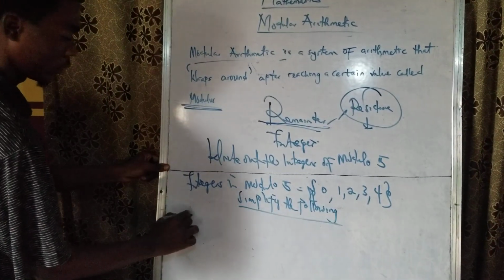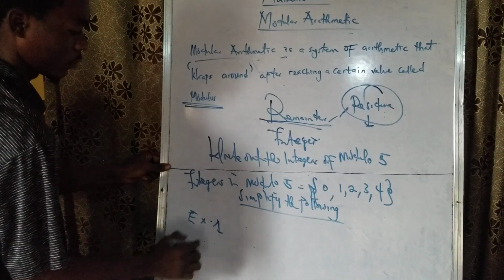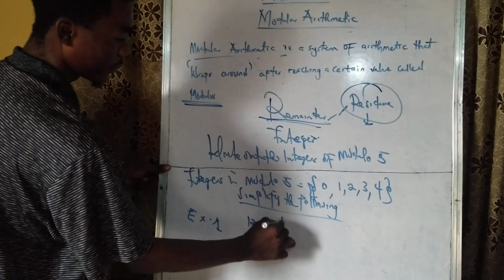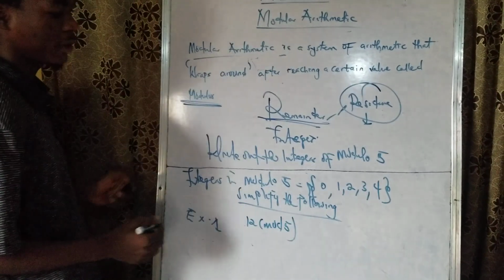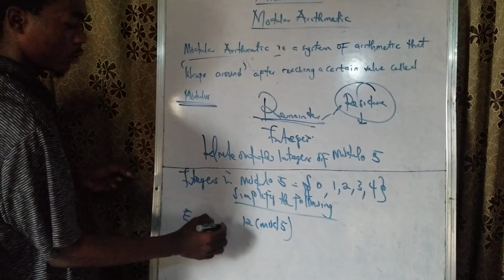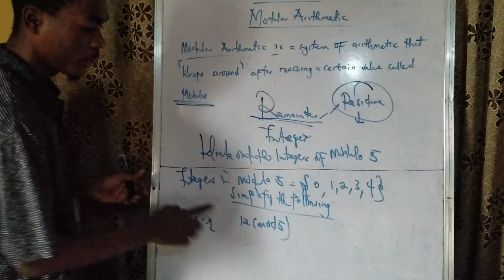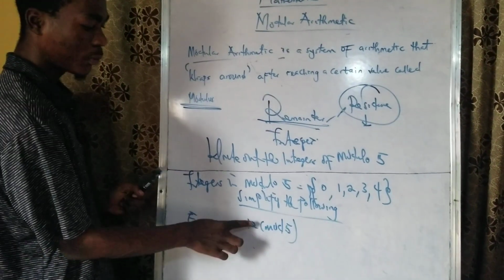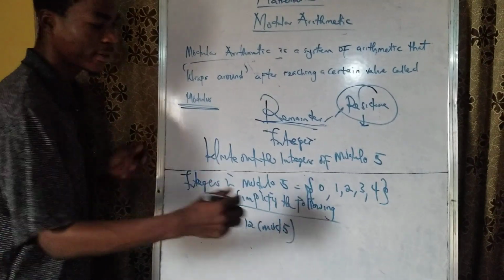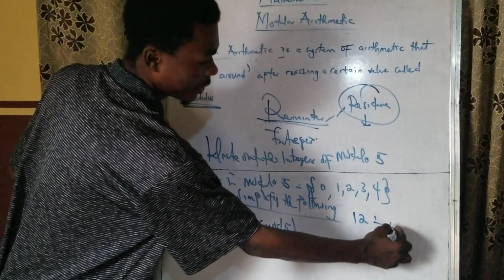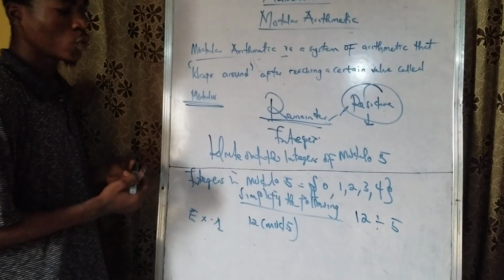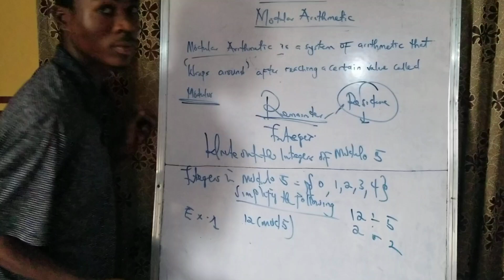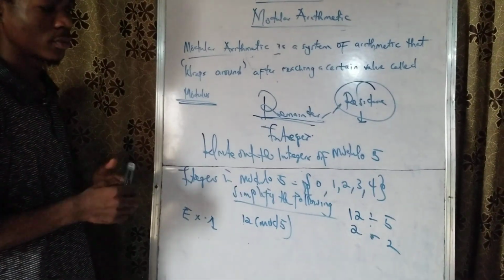So example 1. If we're having 12 mod 5, what do you think we are going to do? This 12 is more than the mode. So what are we going to say? We'll say 12 divided by 5. So 12 divided by 5, what are we going to have? We'll be having 2 remainder 2. Do we get that?